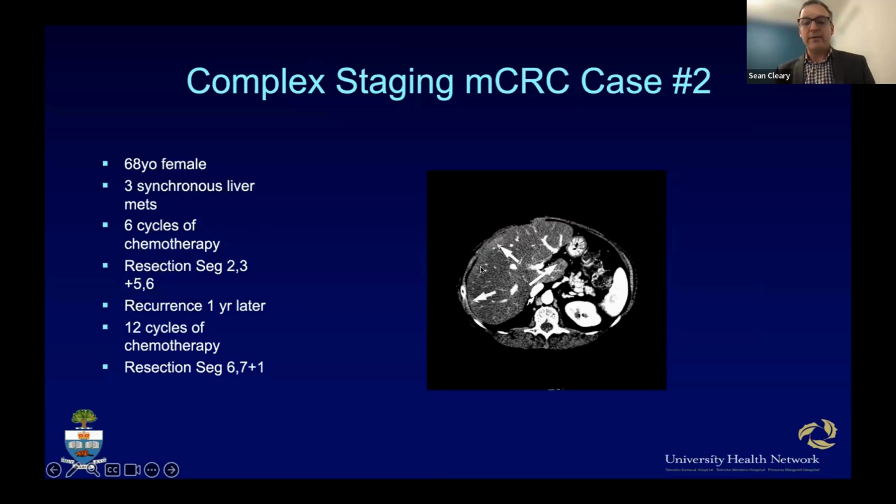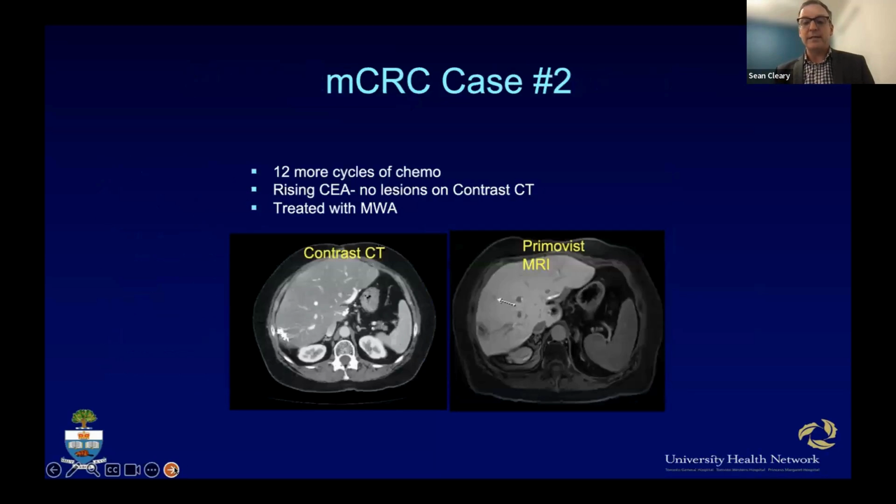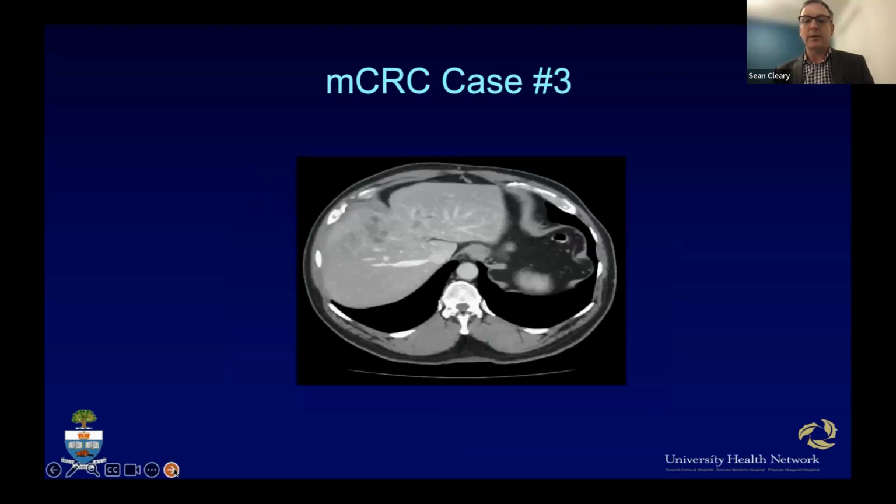And you can see here that we've got 3 main lesions that we were able to identify on CT scan. But then as we went to the Primovist MR, we saw additional lesions here that were not originally accounted for. So we were able to address this with intraoperative ablation while resecting the remaining lesions that were seen on the initial imaging. Again, this is a very similar case.